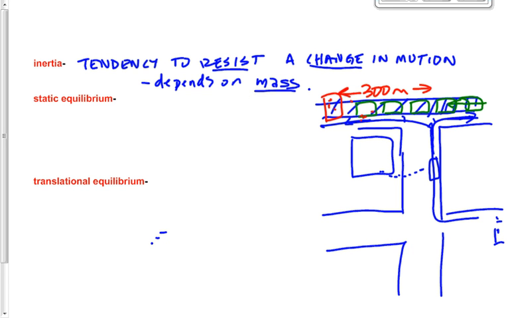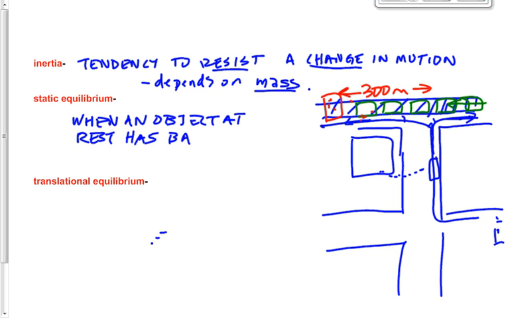Static equilibrium, another term. This means an object at rest has balanced forces acting on it. Static means not moving. So static equilibrium, balanced forces.